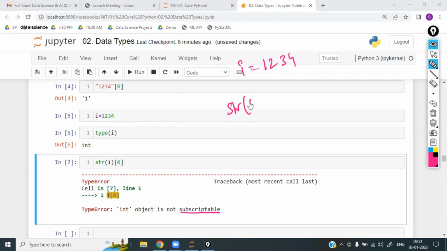str of i. String of 1, 2, 3, 4. This is the 1, 2, 3, 4 string. Now for this you can apply the 0. Then what is the answer? 1. So it is going to print that one.